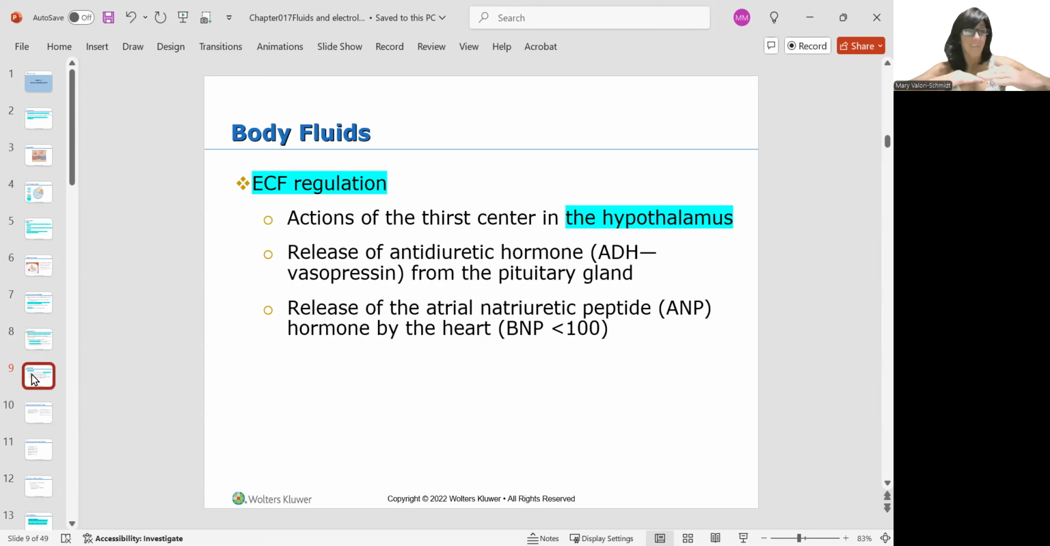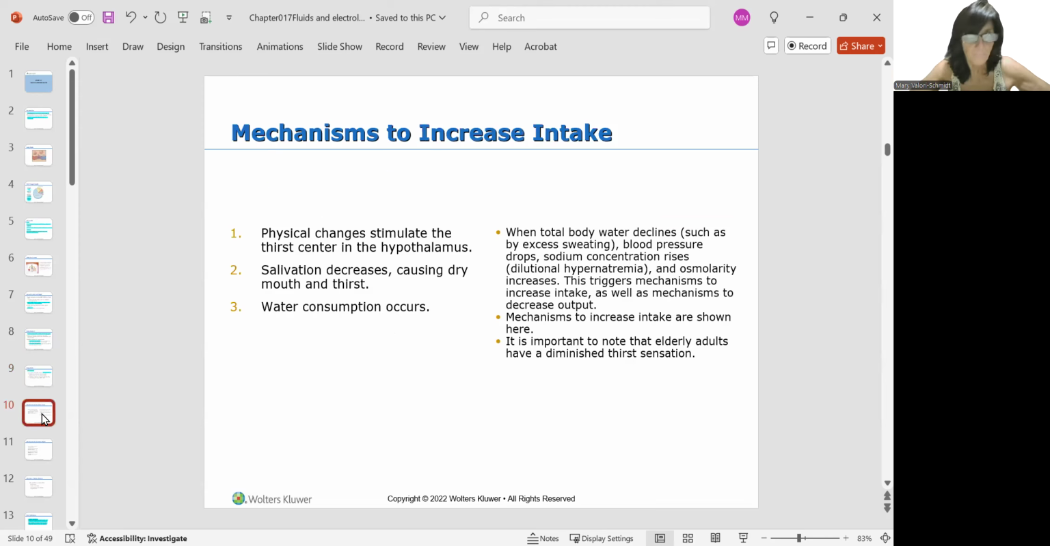Well, how does the body regulate that? Extracellular fluid regulation, well, in your brain, you have the hypothalamus gland. The hypothalamus gland is kind of like the temperature thermoregulator of the body, in addition to a lot of other things. But there's a thirst center that will make you feel thirsty. Salivation decreases and your mouth will get dry and you'll go, oh, thirsty, right? And I'm going to go through the antidiuretic hormone and vasopressin and all that a little bit later in this lecture. So I'm going to skip over that right now.